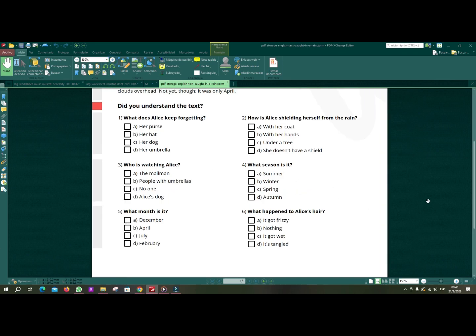Question 1. What does Alice keep forgetting? A. Her purse. B. Her hat. C. Her dog. D. Her umbrella. Question 2. How is Alice shielding herself from the rain? A. With her coat. B. With her hands. C. Under a tree. D. She doesn't have a shield.